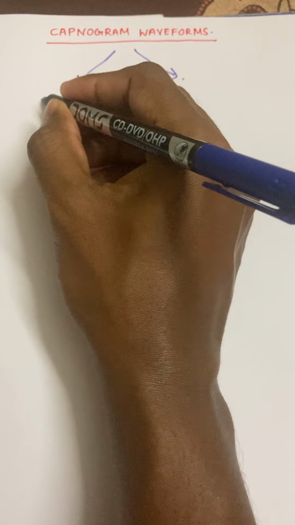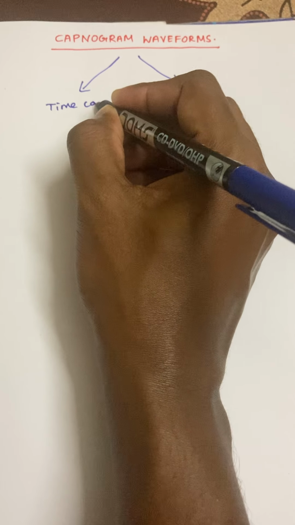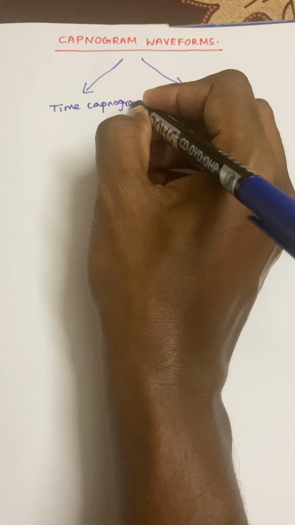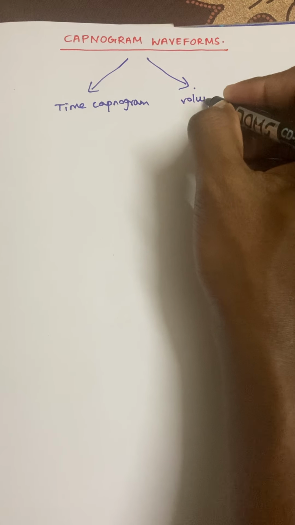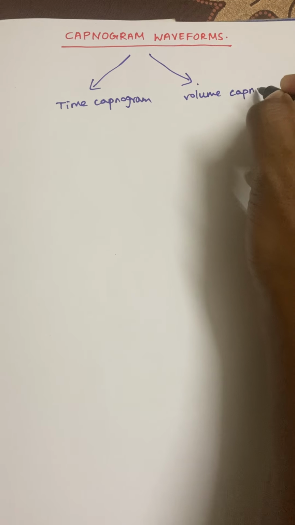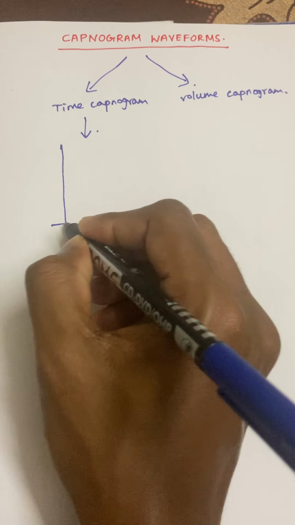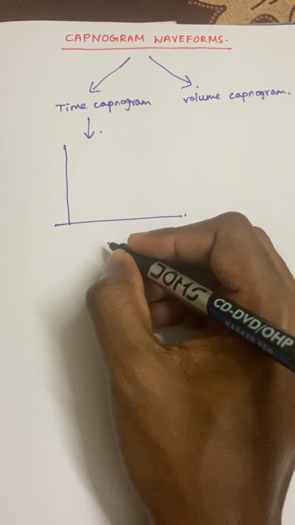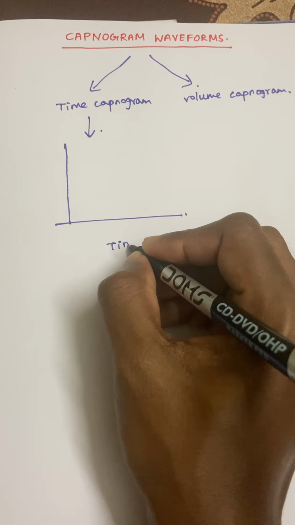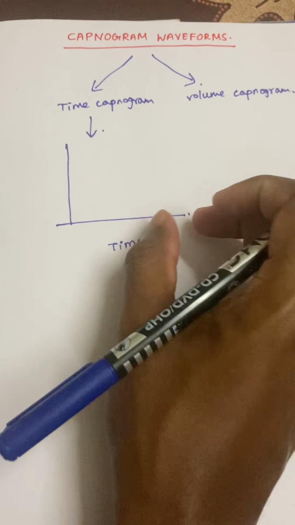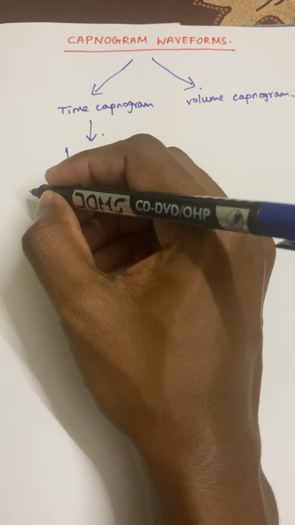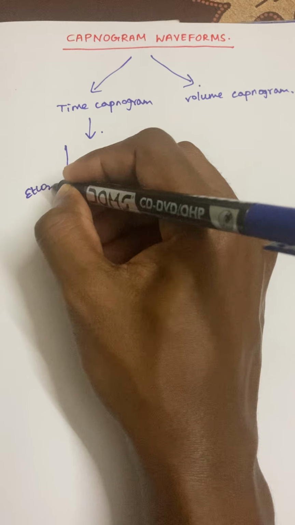Capnogram waveforms are broadly classified into two major types: either a time capnogram or a volume capnogram. The one most commonly used in practice is the time capnogram. In a time capnogram, the x-axis is time, covering inspiration and expiration duration, and the y-axis is the EtCO2 concentration.